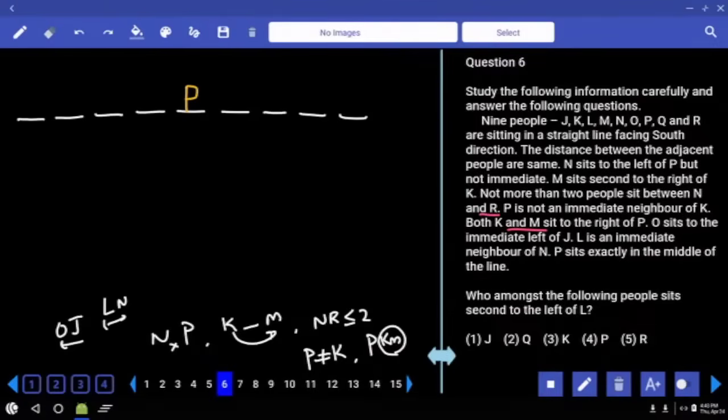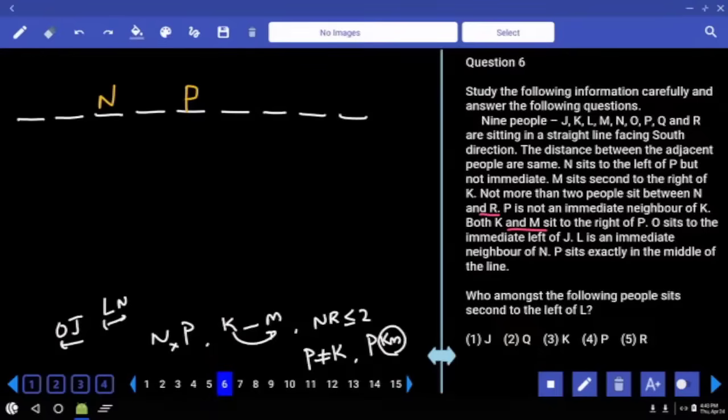L is an immediate neighbor of N, so L and N are together, and O and J are also together. And N is to the left of P, isn't it? Then tell me what is the order we have. N is to the left hand side of P but not immediate left. So starting N can be here. This is one such possibility.